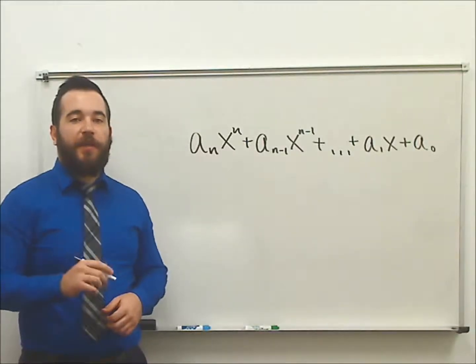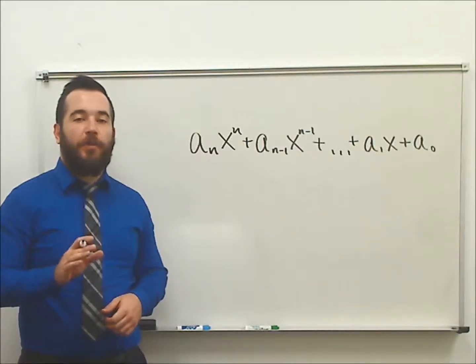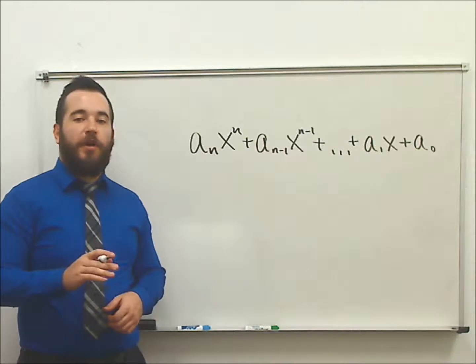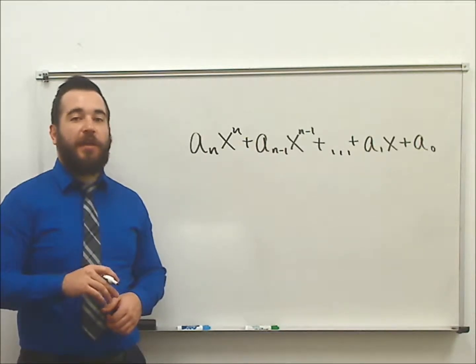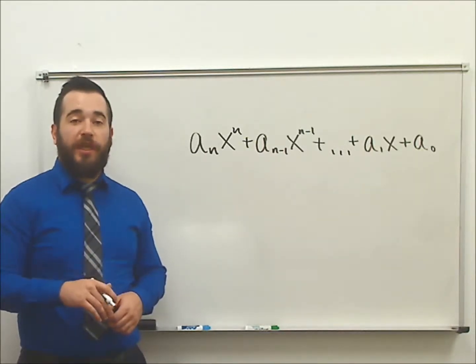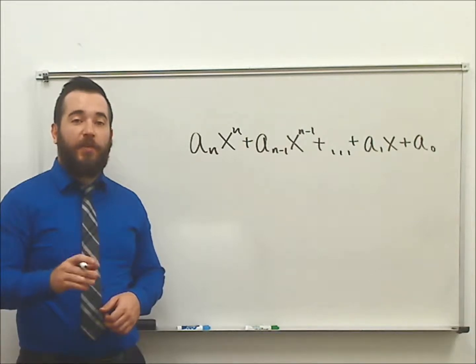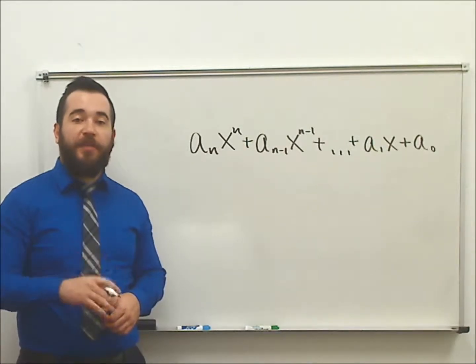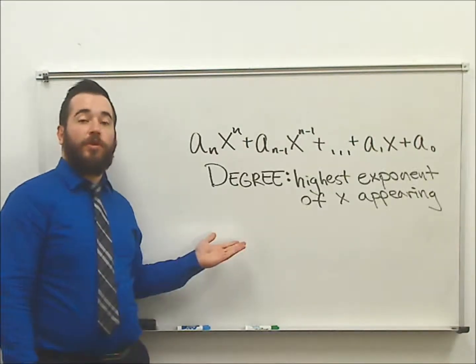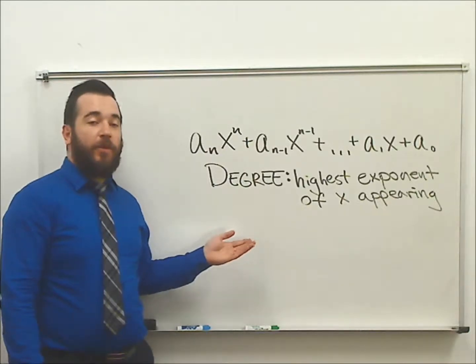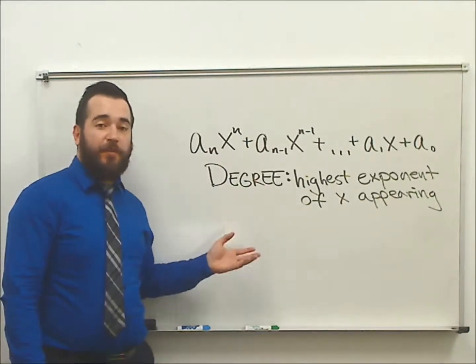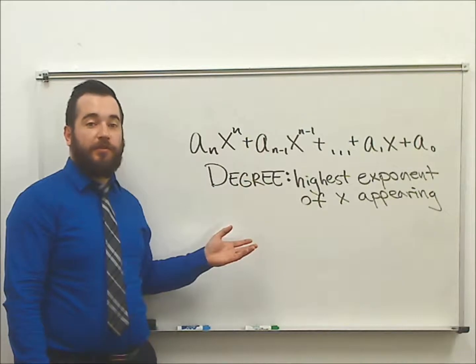Now let's identify some of the different parts of a polynomial. First of all, polynomials have a degree. Degree is the highest exponent that appears with a non-zero coefficient. Just like that. Now remember, it's just the highest exponent that appears.